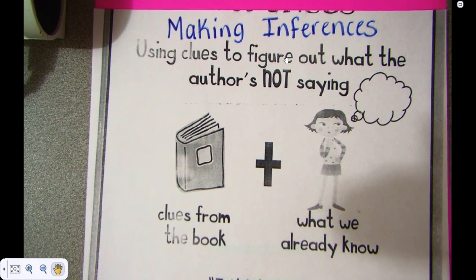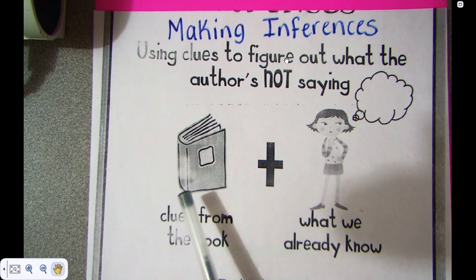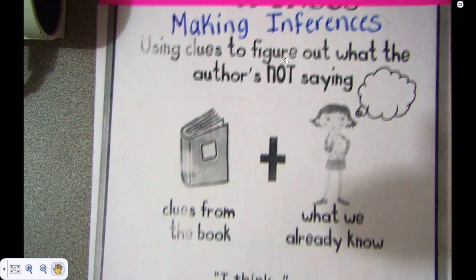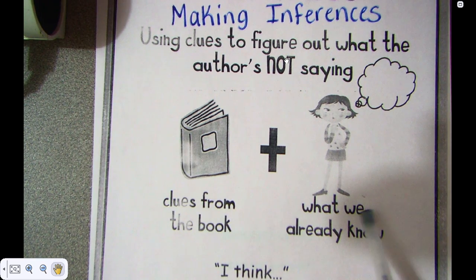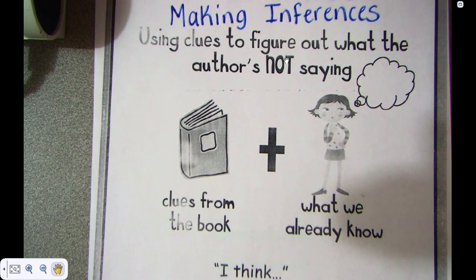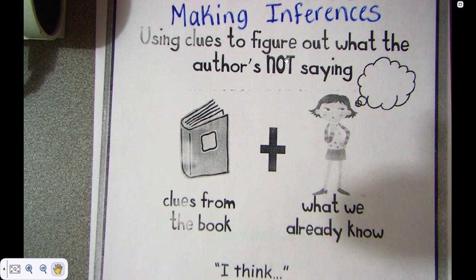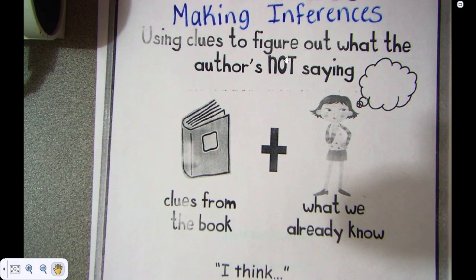Making an inference means we use clues to figure out what the author is not saying. Often we can tell if maybe a character feels happy or sad just because we get clues from the book. So maybe you have a character that often is crying, who often says they feel lonely. Well, you would pair that together with information you already know from life. If you see somebody crying, often they must be upset. Often they're sad.